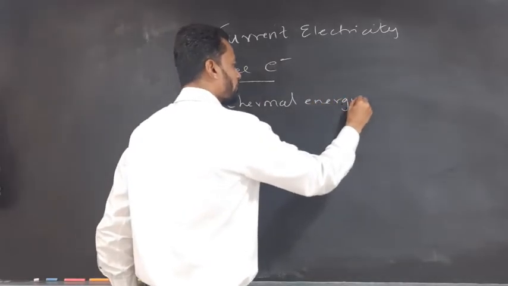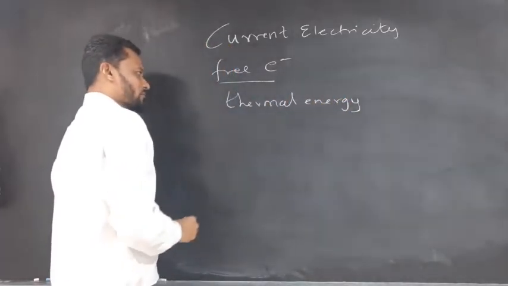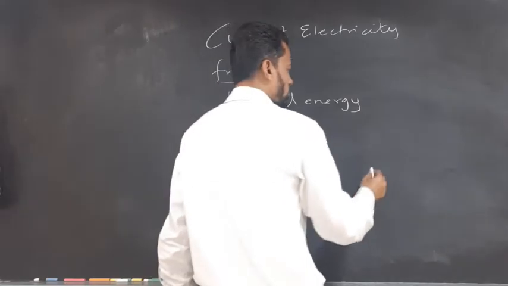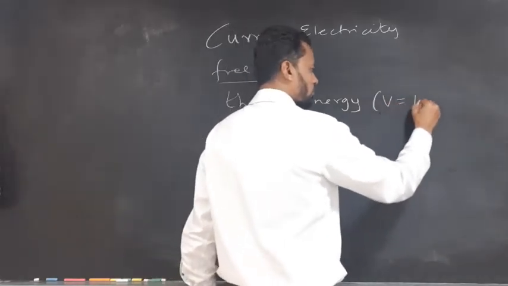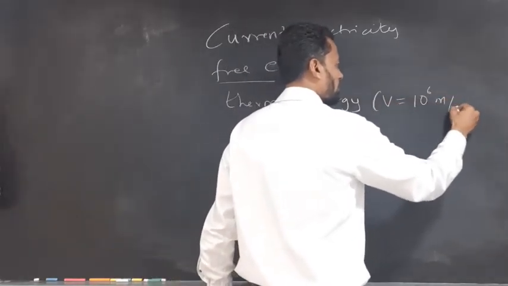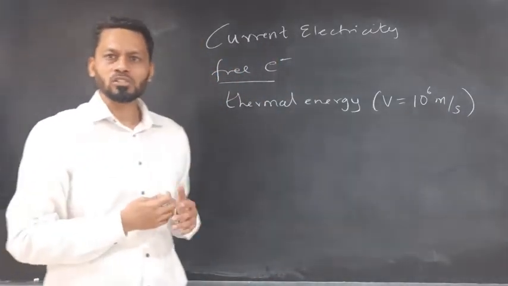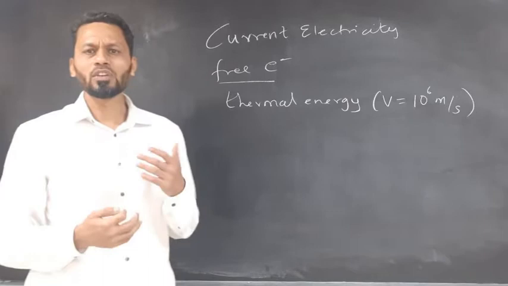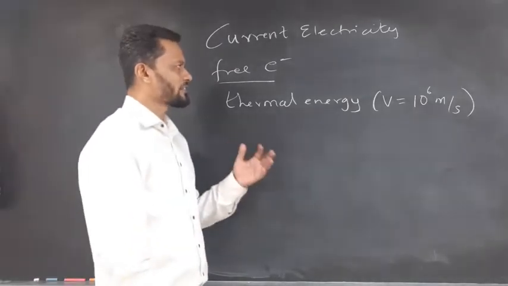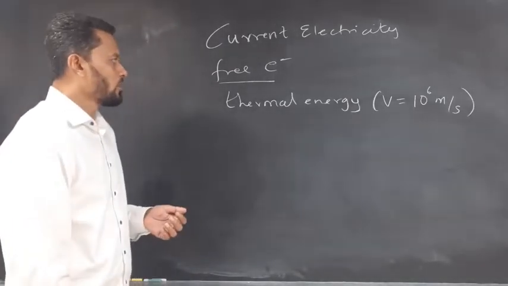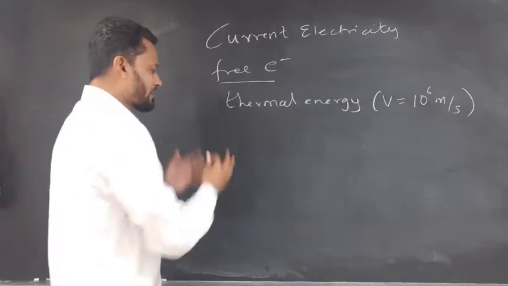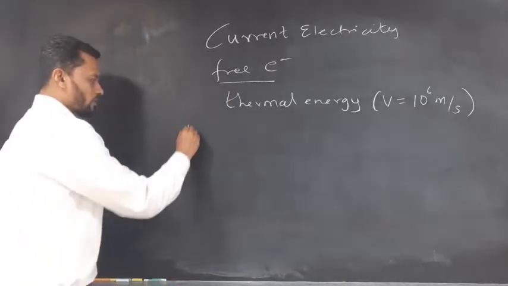and every such free electron in an atom has a thermal energy with a velocity of almost 10 to the power 6 meter per second. So due to such thermal energy, they keep on moving inside a conductor or inside a metal. Now, if you look at one simple example from chemistry, I will show you.